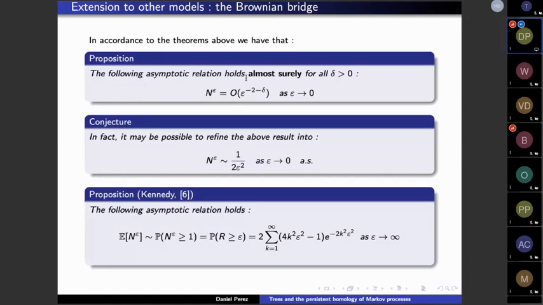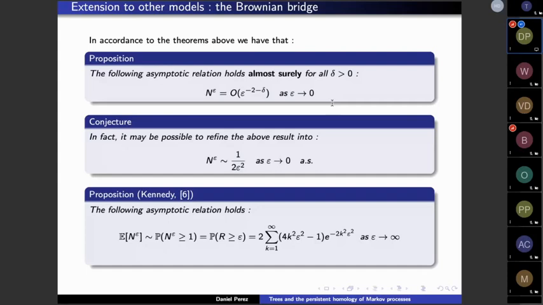That is, that for all delta greater than 0, we should have that essentially the growth of this N epsilon should be less than epsilon to the -2 minus delta as epsilon tends to 0. But in fact, we're tempted to say more because, okay, fine, you know that this is true, but you also know that the Brownian bridge is nothing other than a conditioning of the Brownian motion.